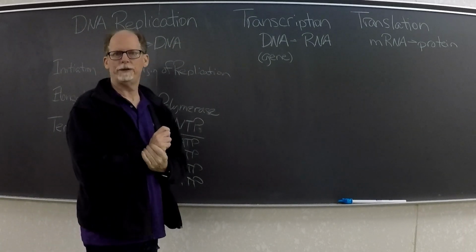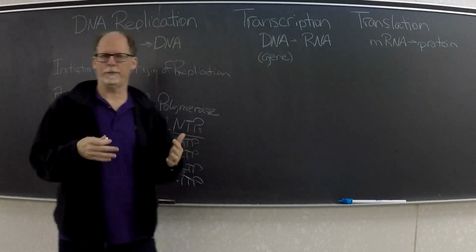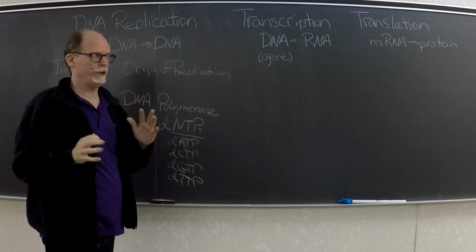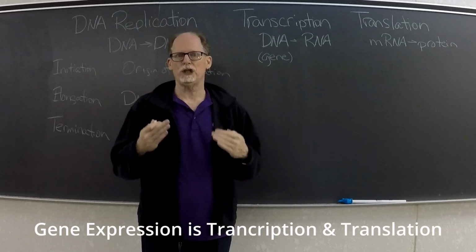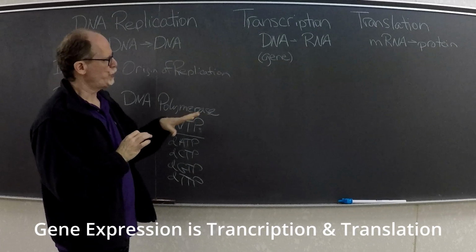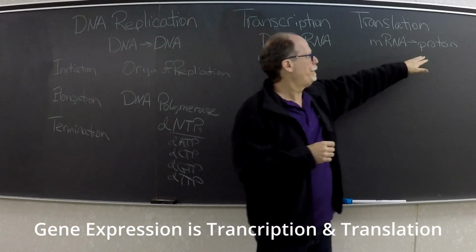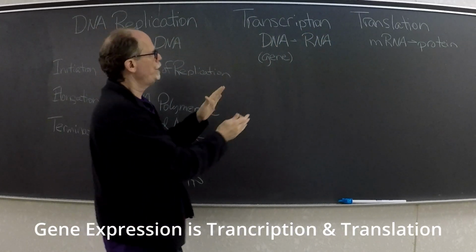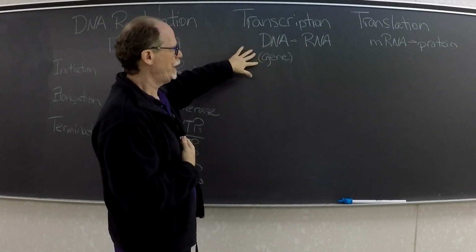So with transcription, this is a different ball game, right? DNA replication makes a copy of your genome. Transcription and translation refer to the process of gene expression, right? And I have a video about what a gene is, right? It's a piece of DNA that has the genetic information to make a protein. We call that gene expression when we use transcription and translation, right, to turn the genetic information into a protein.